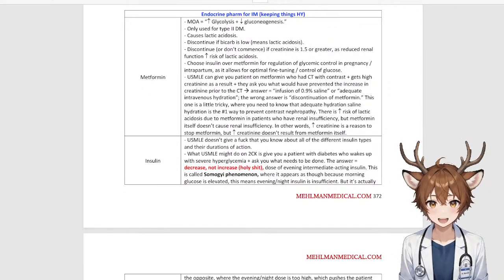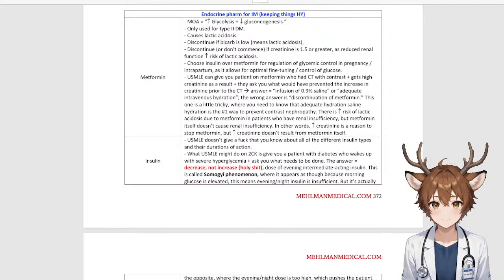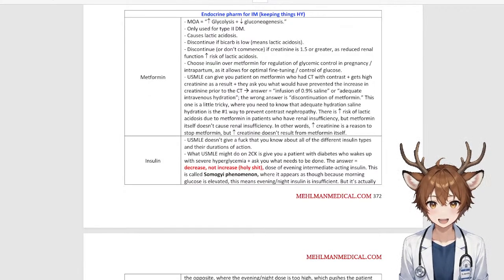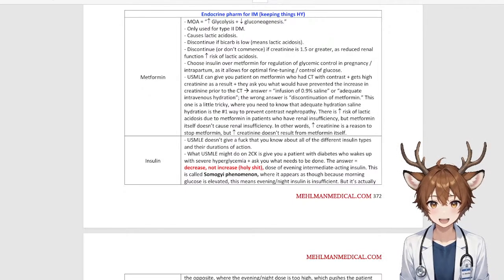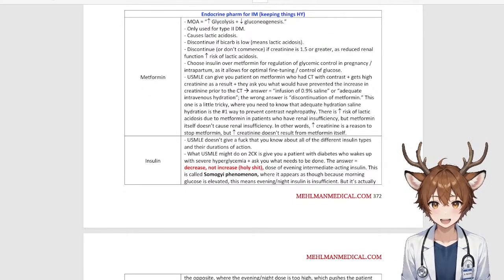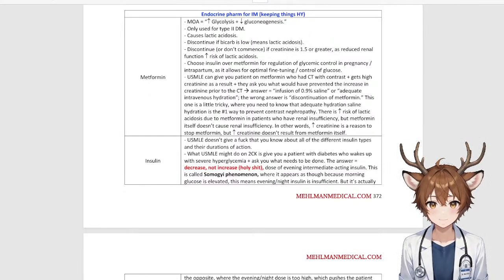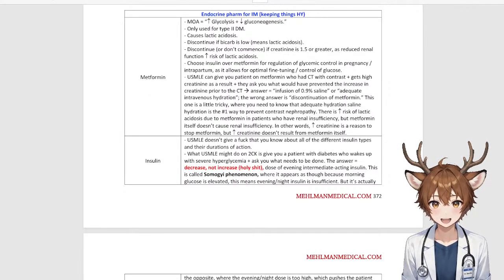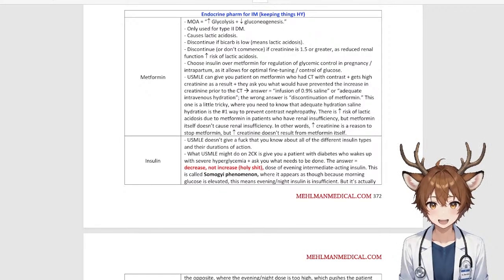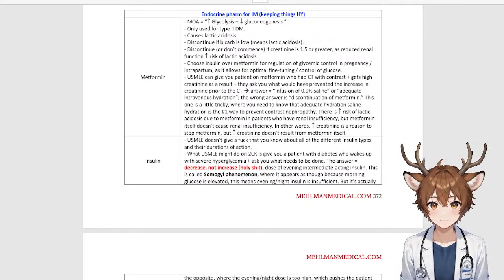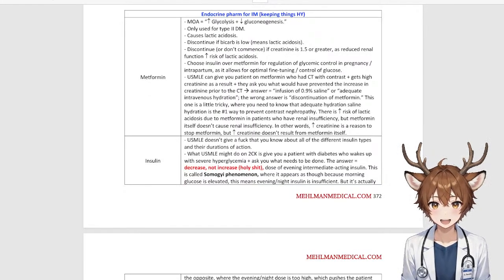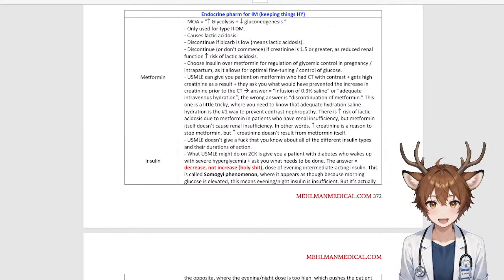USMLE can give you a patient on metformin who had a CT with contrast plus gets high creatinine as a result. Then they ask what you would have done to prevent the increase in creatinine prior to the CT. The answer should be infusion of 0.9% saline or adequate intravenous hydration. The wrong answer would be discontinuation of metformin. This one is a little tricky, where we need to know that adequate saline hydration is the number one way to prevent contrast nephropathy. There is an elevated risk of lactic acidosis due to metformin in patients who have renal insufficiency, but metformin itself does not cause renal insufficiency. In other words, elevated creatinine is a reason to stop metformin, but an increase of creatinine doesn't result from metformin itself.